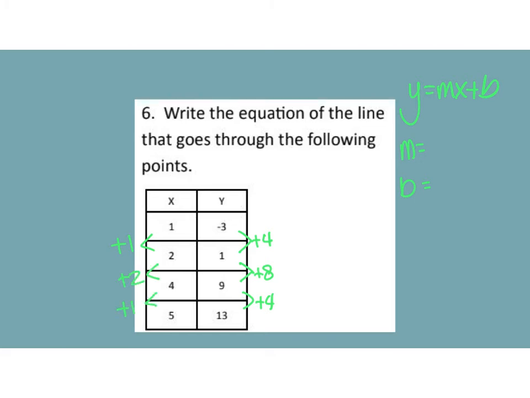So when I write these ratios, I have 4 over 1, which is 4. Here I have 8 over 2, which is 4. And then here I have 4 over 1, which is 4. So that means our slope is 4.